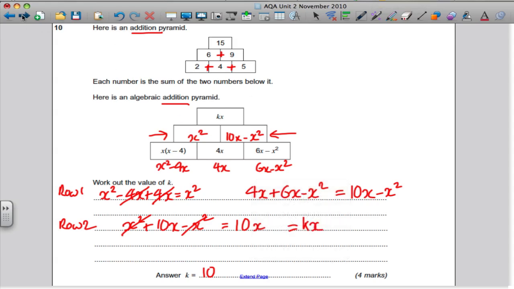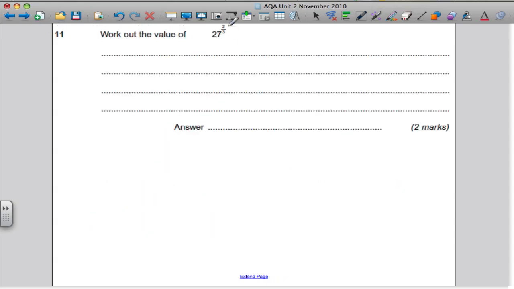Okay, moving on to the next question. Question 11. 27 to the 2/3. Just a routine with these type of questions. Work out 27 to the unit fraction of a third and then raise that all to the power of 2. Because we've got a power of the power here, and if you multiply these powers, you get the 2/3 you're looking for. But it's easier to work it out like this.